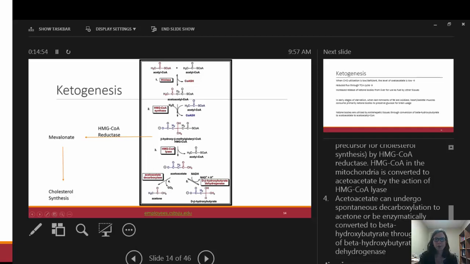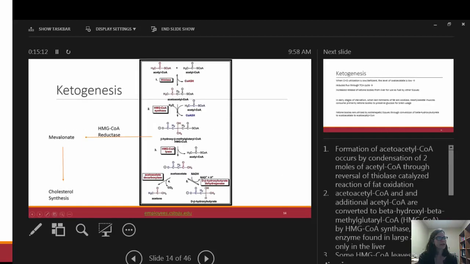Okay, so we have our production of acetoacetate here, and this can undergo spontaneous decarboxylation to acetone, or it can be enzymatically converted to beta-hydroxybutyrate through the action of this dehydrogenase enzyme here. So the acetone, the acetoacetate, and the beta-hydroxybutyrate are all of our ketone bodies, okay? And these are produced when we build up too much acetyl-CoA from beta oxidation.